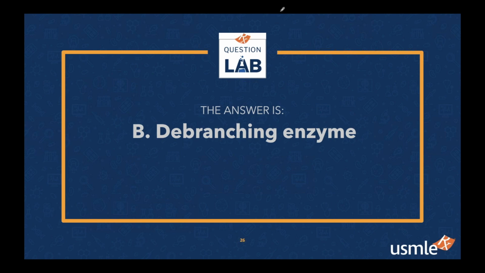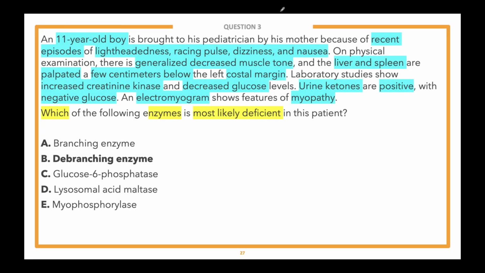Paris. Thank you, Sean. Yeah, definitely a tough question and a topic that's very important to keep straight and difficult to keep straight, but also very high yield. So what's going on with this patient, as you guys probably figured out, is a deficiency in debranching enzyme, which is Cori's disease, okay?